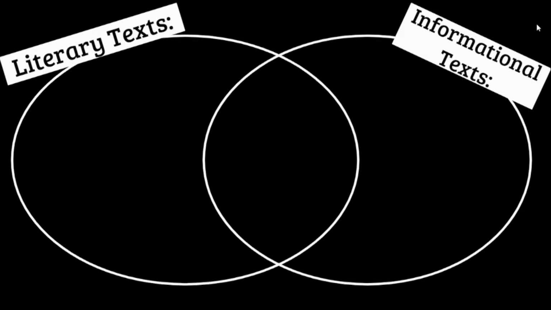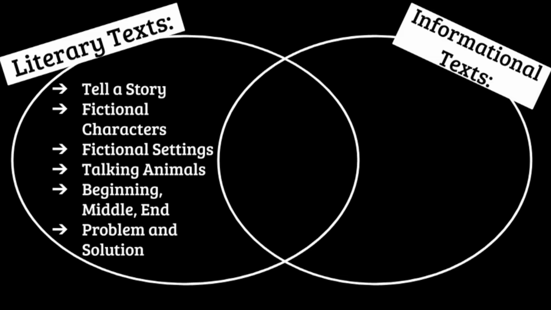This is a Venn diagram. We're going to use this to help us organize our thoughts. Here's what we've learned so far about literary texts. We know that they tell a story. They also have fictional characters and fictional settings. They can have talking animals. We also know they have a beginning, a middle, and an end. And they usually have a problem and a solution.